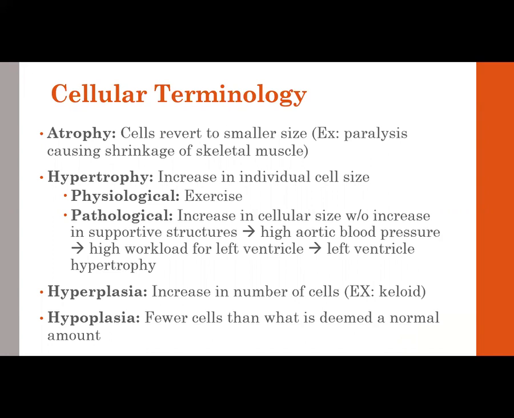And I gave some examples too. For example, with hypertrophy, you can have physiological, which is basically exercise. That means that the cells grow when you exercise, especially with things like weight training. But pathophysiological is an increase in cellular size without increase in supportive structures. That would be, for example, high aortic blood pressure equals high workload for the left ventricle, which equals left ventricular hypertrophy. So like I said, these terminologies are mostly just a refresher, so that when you see some of these terms, it doesn't come as such a shock.